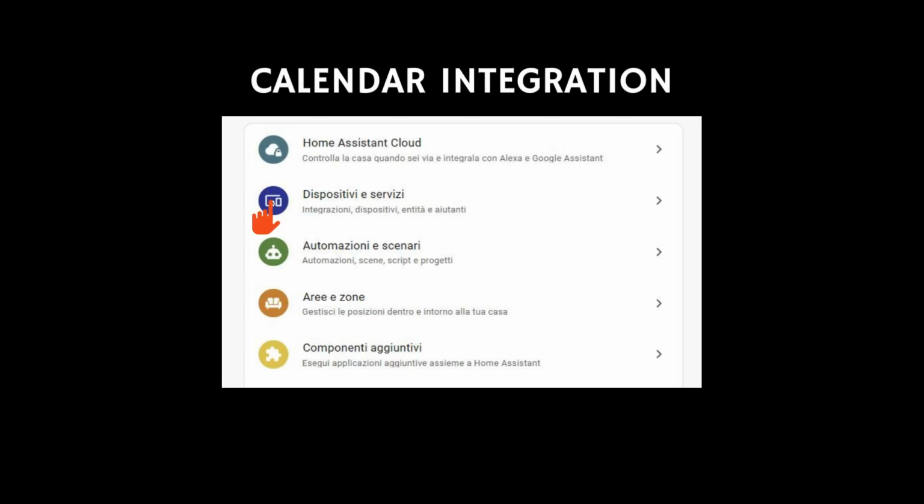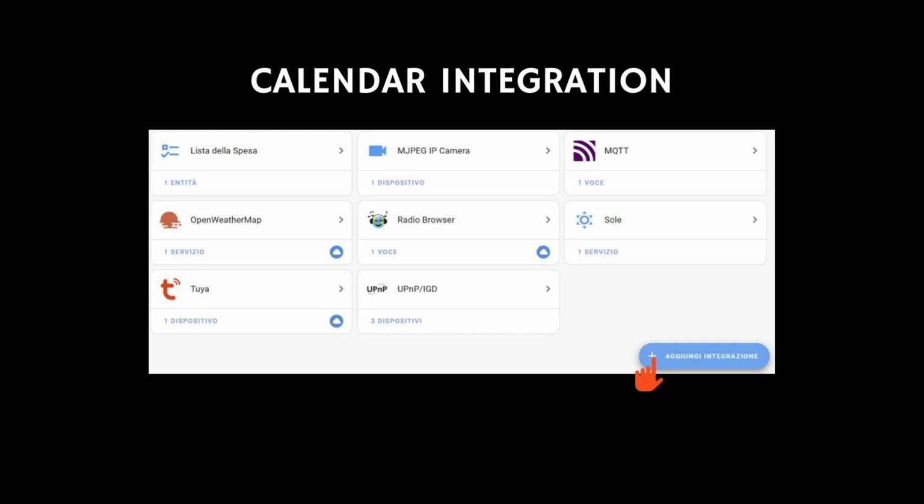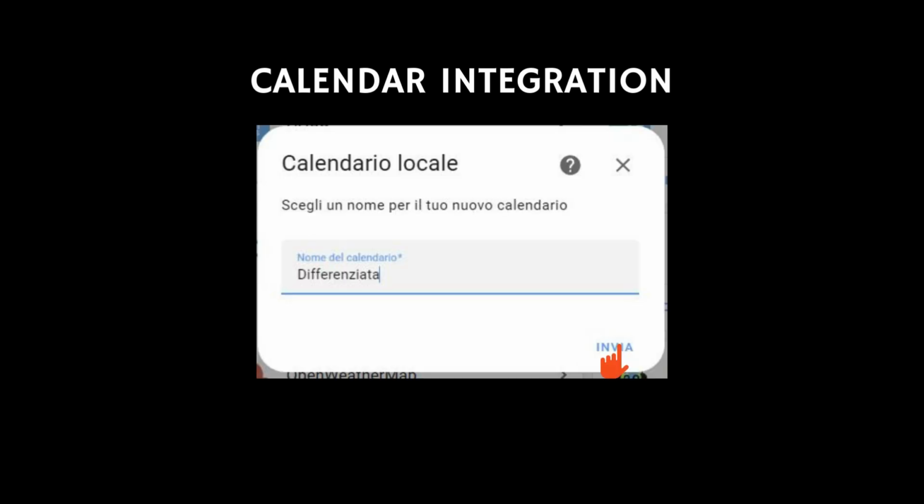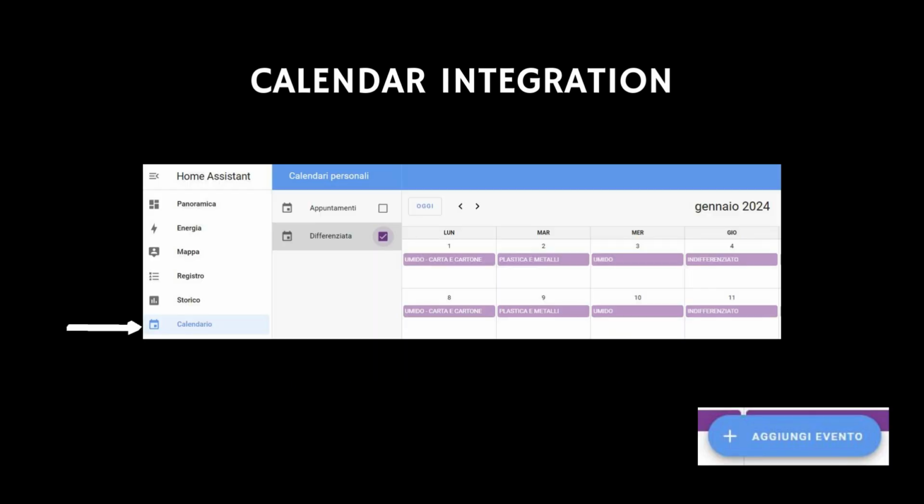As a first step, simply integrate the calendar into Home Assistant. From the Settings menu we click on Integrations and then on Add Integration. We look for the Calendar item. Click on Local Calendar. We enter a name for our calendar and confirm, our calendar has just been created. It will be reachable from the Home Assistant side menu.